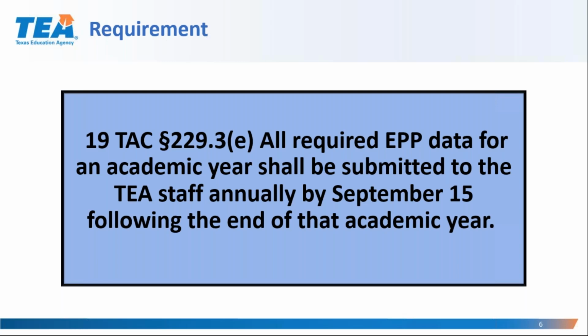Let's take a step back now and review the reason for state reporting and therefore the need for this webinar. 19 Texas Administrative Code, or TAC, requires EPPs to report specific types of data each year by September 15th, following the end of that academic year. For your reference, that citation is 19 TAC 229.3(e). 19 TAC 229.3(f)(1) and the related figure provide more detail about the data that TEA is required to collect and that EPPs are required to report.